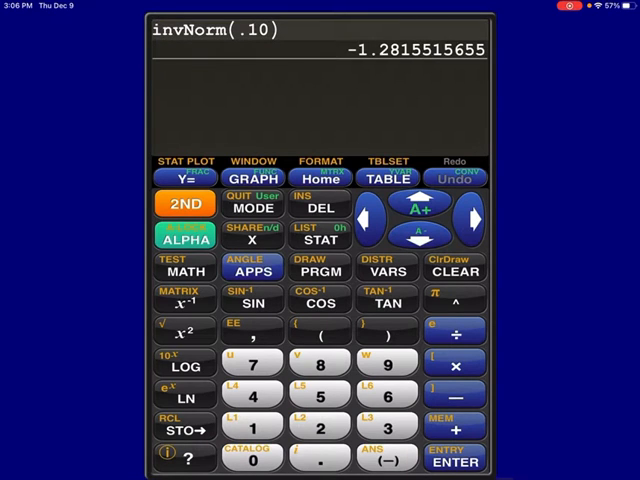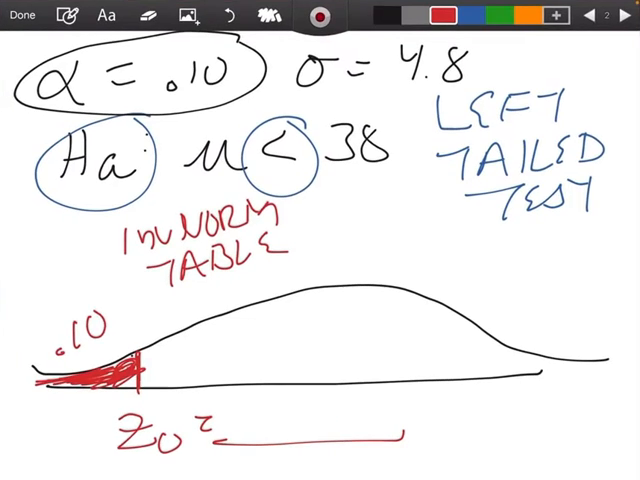We're going to take our calculator. Let's clear all this. We're going to go second, vars. We're going to go to our inverse norm, and we're going to go 0.10, I'm sorry. And look at the number I'm coming up with now, a negative 1.28, right?